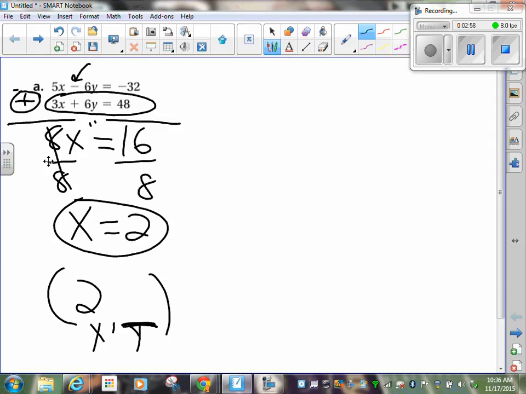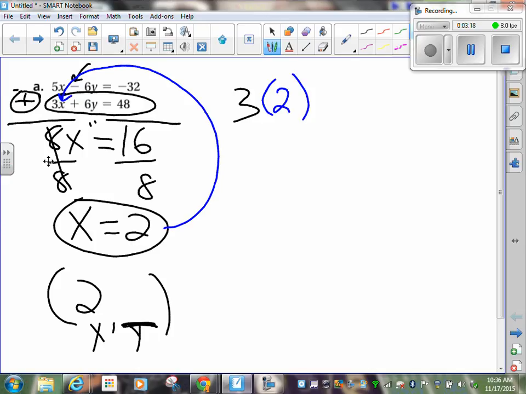So I'm going to go ahead and take this x. I use a different color so you see the substitution going in. And I'm going to put it in for that x right there. So when I rewrite it, I'm going to take 3 parentheses, x equals 2 now. Then I go ahead and put plus 6y equals 48.